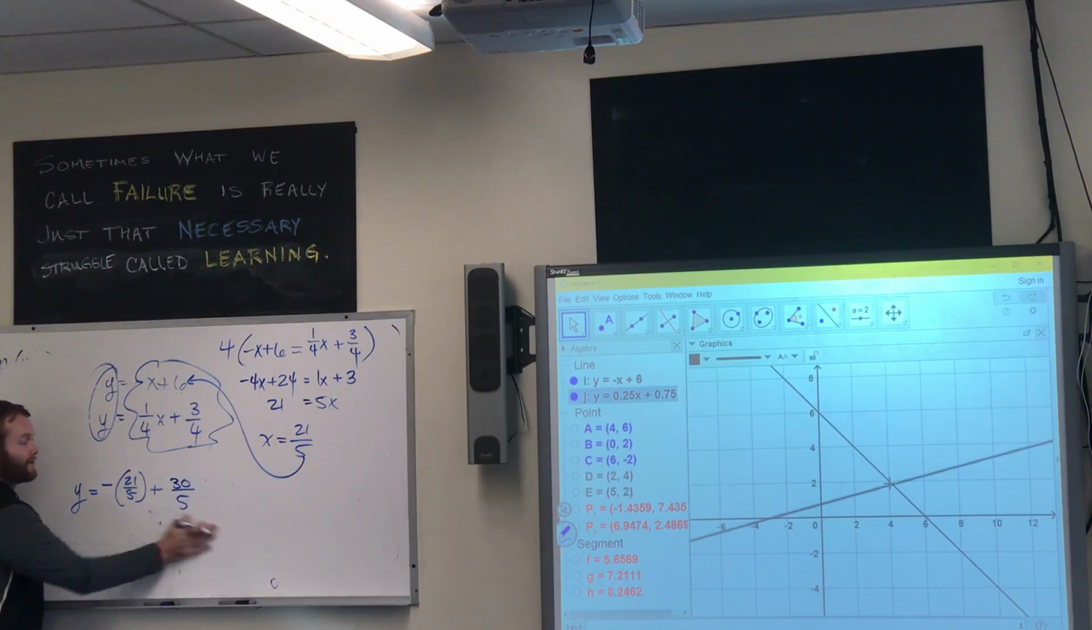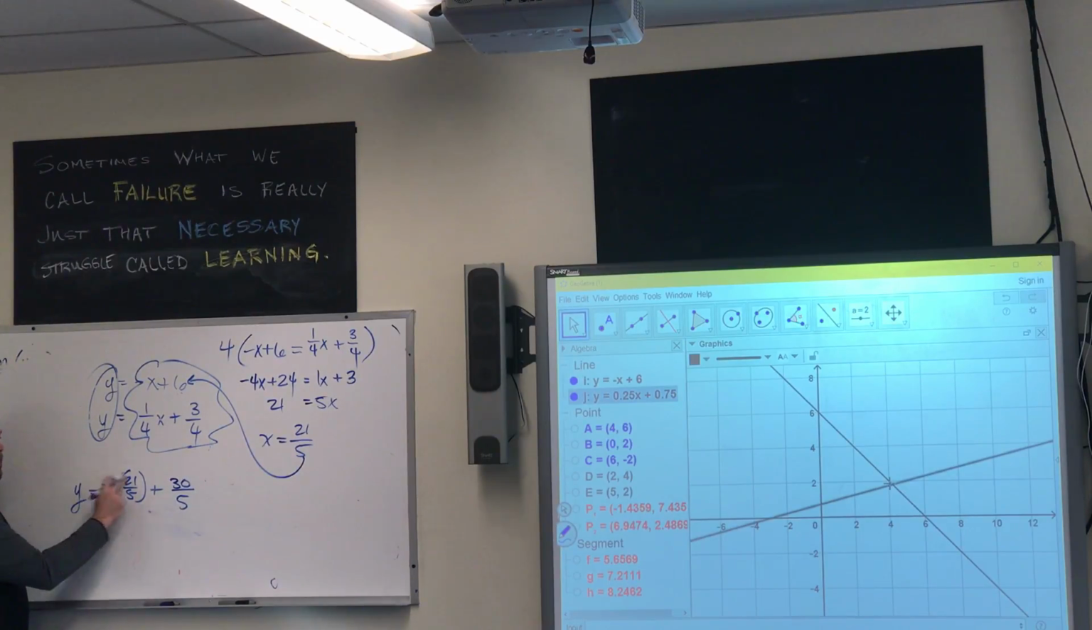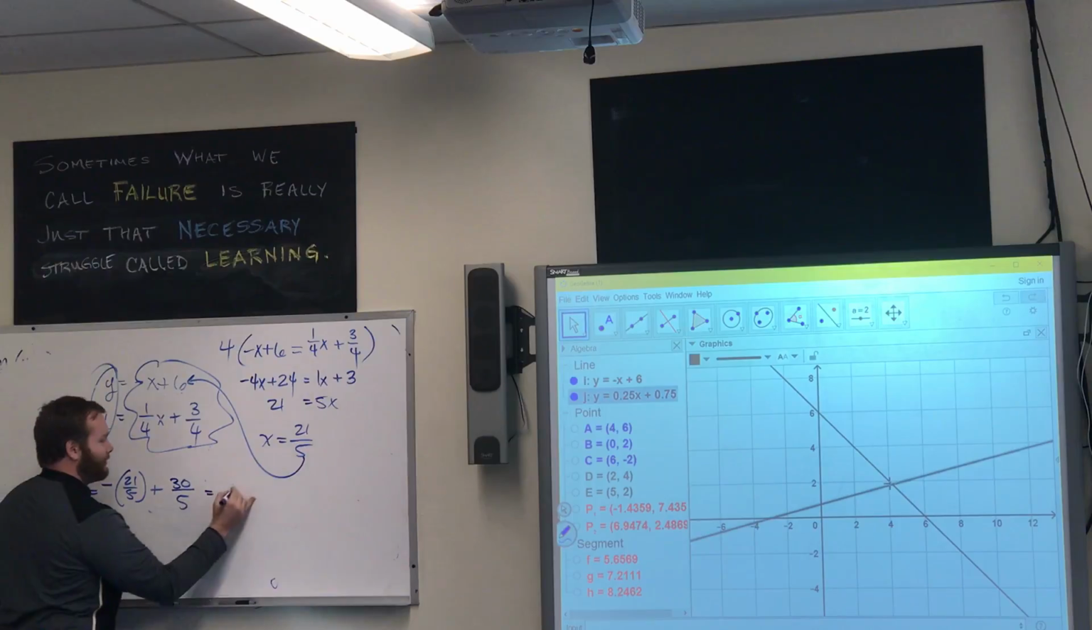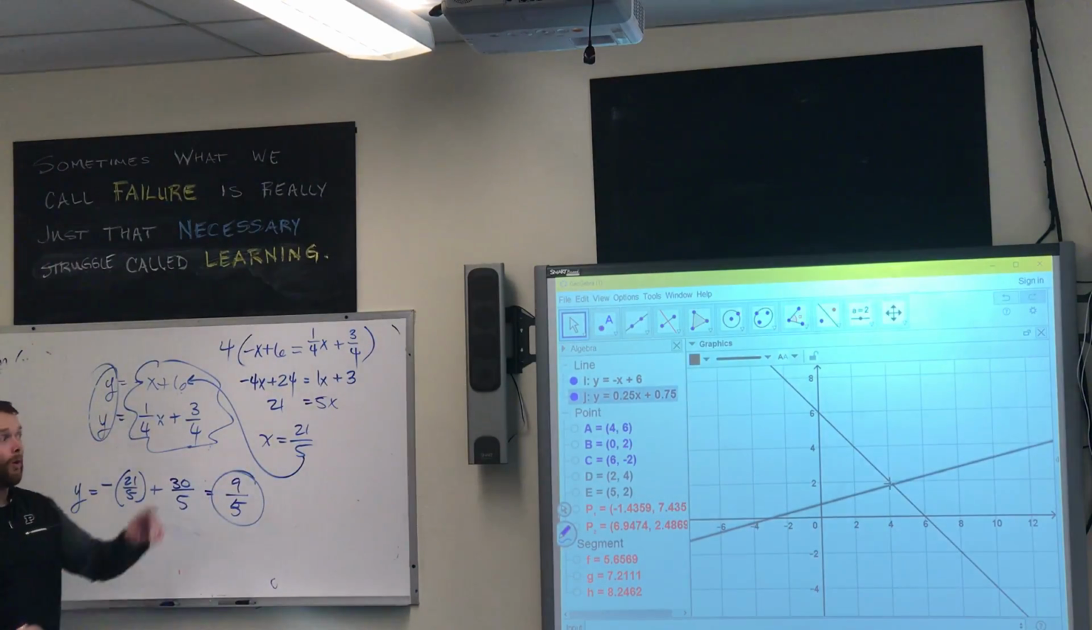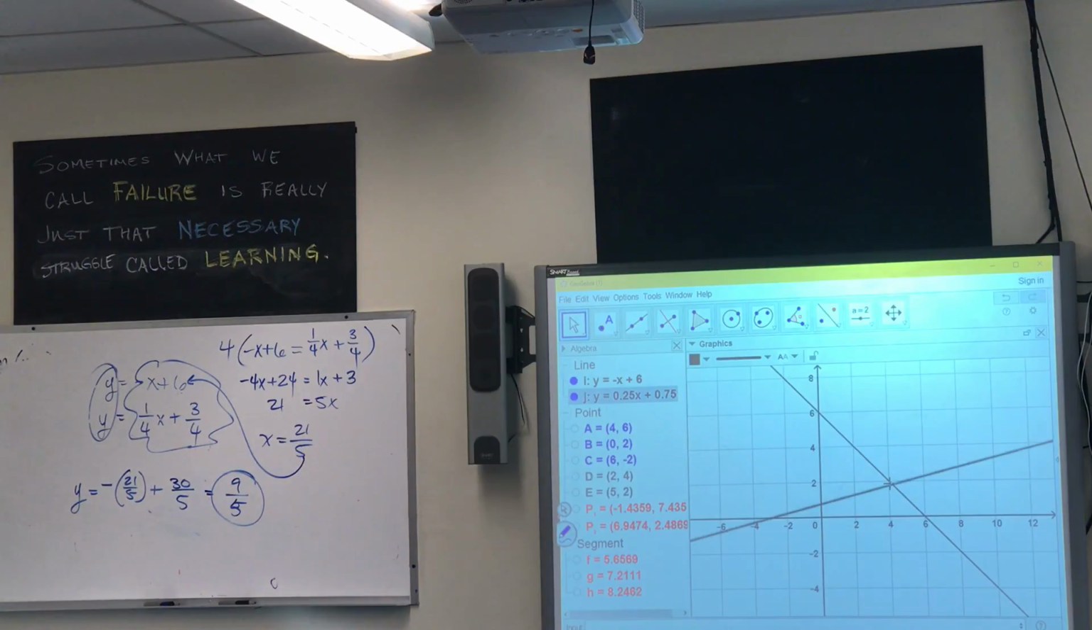Wait, we haven't added the fractions yet? No. That's why we had to change that to a common denominator. Okay, that makes sense. Negative 21 plus 30? 9 over 5. So I get 9 over 5, and that's my y value. So when I plot 21 over 5, comma 9 over 5, that should be that point of intersection.